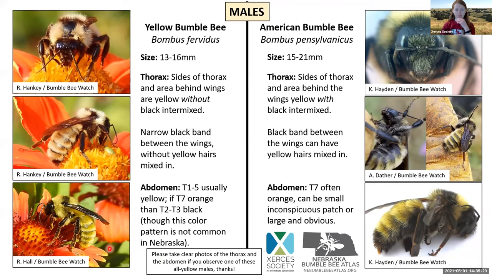And then lastly, we need to be able to see that last tergite on the abdomen. Oftentimes, males in the American bumblebee will have a little tiny patch of orange. Sometimes it can be a pretty easily seen patch of orange, but sometimes it's only a few hairs like this. So make sure that you get the last segment of the abdomen, some clear photos of the thorax and the face so that we can discern this bee, or Doug and I can at least try to fight over which species it is.